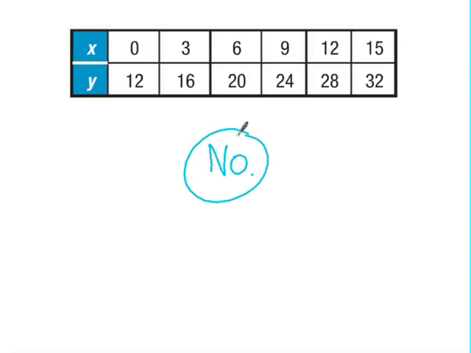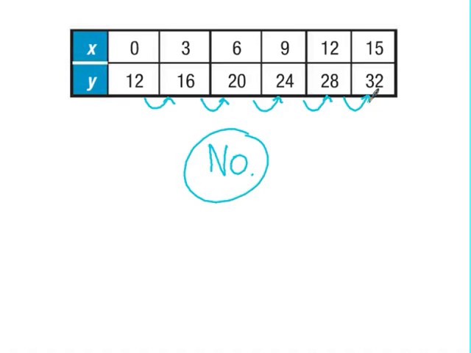No. What did we do on the last problem? You multiplied or divided. What am I doing here? Adding. That is not exponential growth or decay. Exponential growth or decay only deals with multiplication. Even though these go up by 4, they are not multiplied by the same number. So that's the important thing to look at with exponential growth and decay.